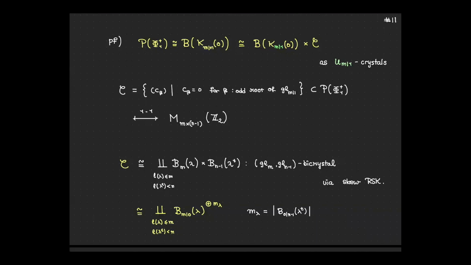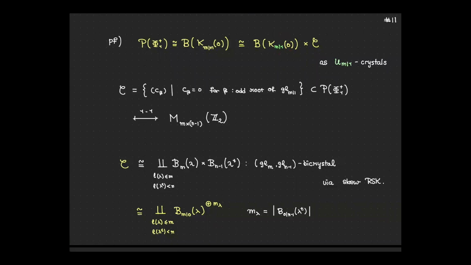Then, at the beginning of this talk, I reviewed briefly how to compute the crystal structure on this power set. So we can compute that as a crystal over GL_{m-1}; this crystal is isomorphic to the product of this crystal, Kac module over GL_{m-1} with the trivial highest weight, and some set C, which is still a binary matrix, but here the condition is that the multiplicity for the odd root vector for GL_{m-1} is always trivial.